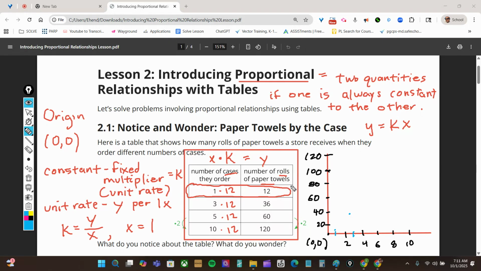Because we're going up, it's basically like you're counting by 12. So 1 times 12, 12 is here. 2 times 12 is 24, which would be about here. 3 times 12 is 36. That would be around here. 4 times 12 is 48. So that would be around here somewhere.